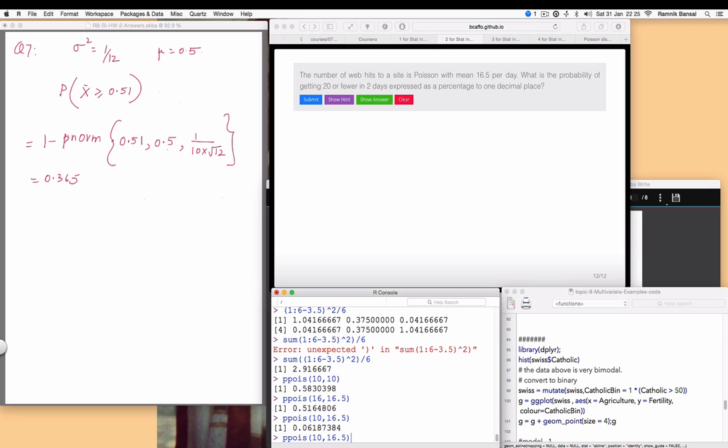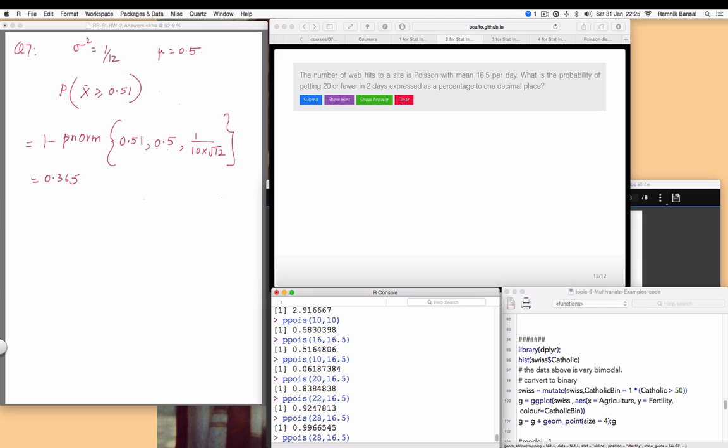So that's how ppois goes. If I take it as 20, the probability is 83%. If I make it 22, I get 92% chances. Let's say 28, almost 99.6% chances. So the average is 16.5, and there's a 99% chance that 28 or fewer hits will happen.